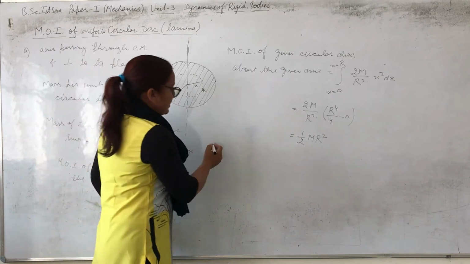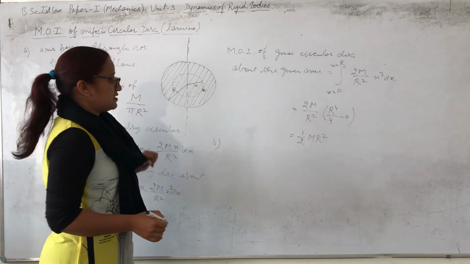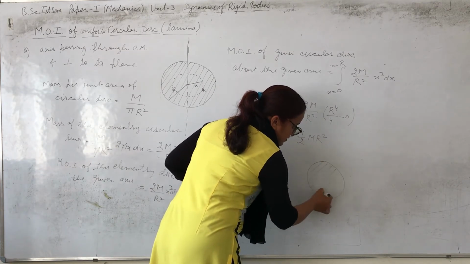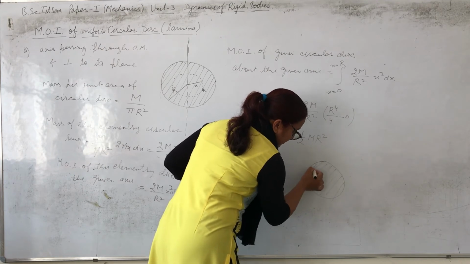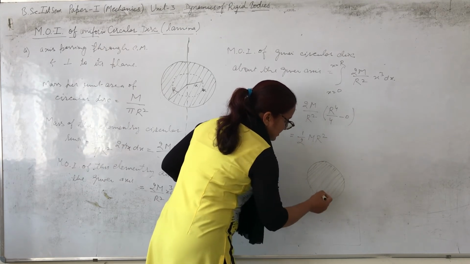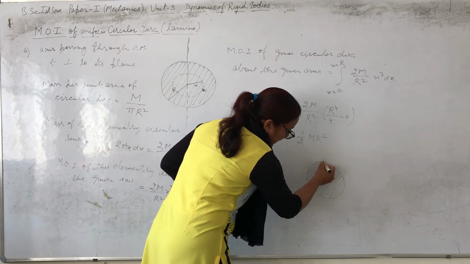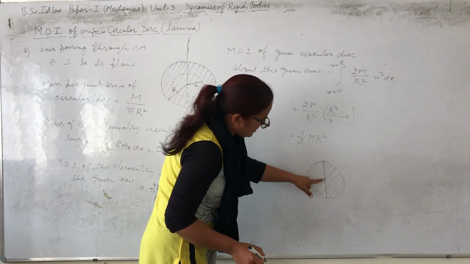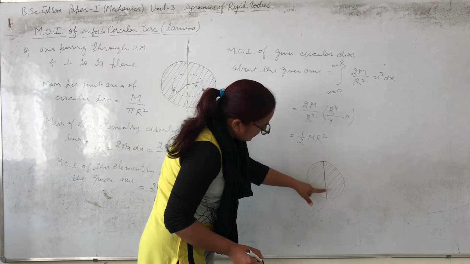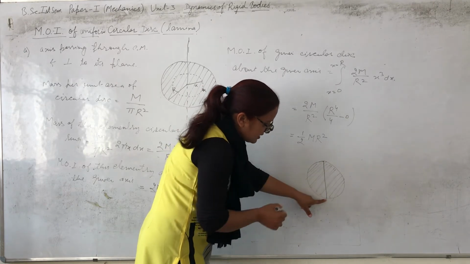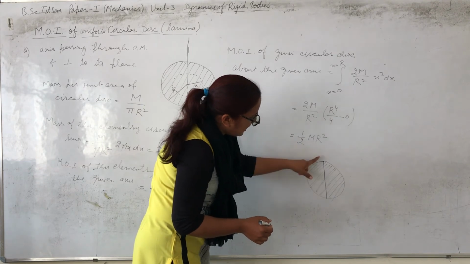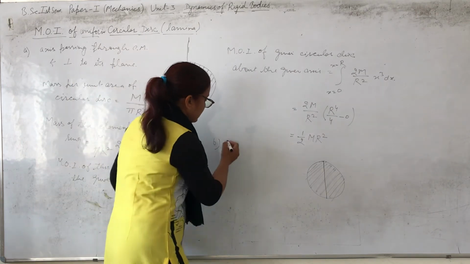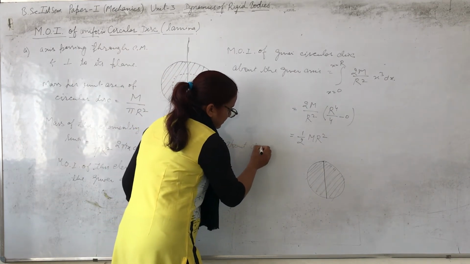Now in the second case, we calculate the moment of inertia of this circular disc, where the mass is over this entire plane, about an axis passing through the center of mass but lying in the plane. This axis, passing through the center of mass and lying in the plane of the circular disc, represents the diameter of the circular disc. It means we have to calculate the moment of inertia of the circular disc about a diameter.